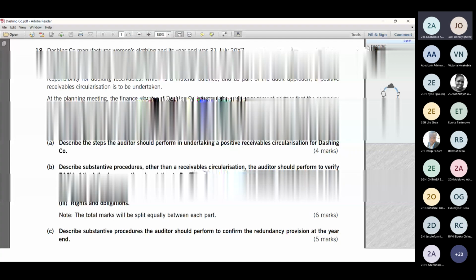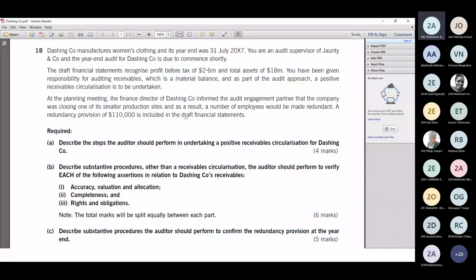Okay, completeness. So the auditor checks if all the transaction amounts have been captured, the actual receivable amount, if everything has been captured. This can be achieved by looking at the receivable balance gotten from the client and what we have in our GL.